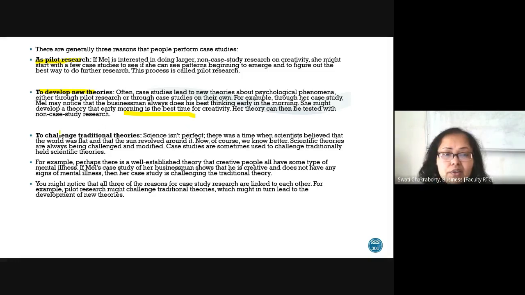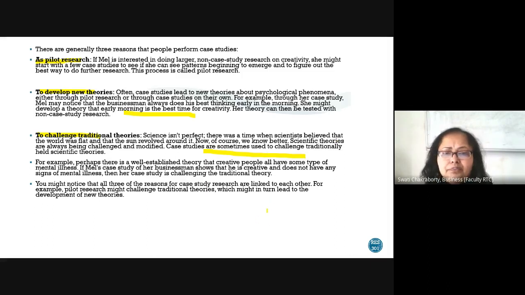Okay. Thirdly is to challenge traditional theories. Now, science isn't perfect. There was a time when scientists believed that the world was flat and the sun revolved around it. So we know better now. So what happens? Scientific theories are always being challenged. They are being modified. Case studies are sometimes used to challenge traditionally held scientific theories.